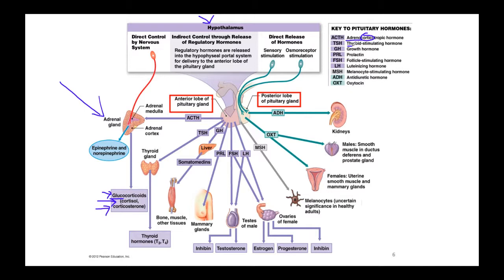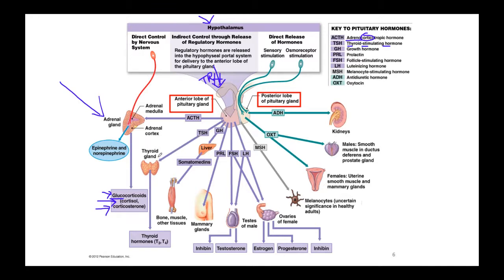TSH, thyroid stimulating hormone. So the hypothalamus is going to send a signal here to the anterior lobe, and it's going to be sending thyroid releasing hormone, TRH. So the hypothalamus sends thyroid releasing hormone to the anterior lobe of the pituitary. The anterior lobe receives the TRH and says, all right, we're going to push out thyroid stimulating hormone.